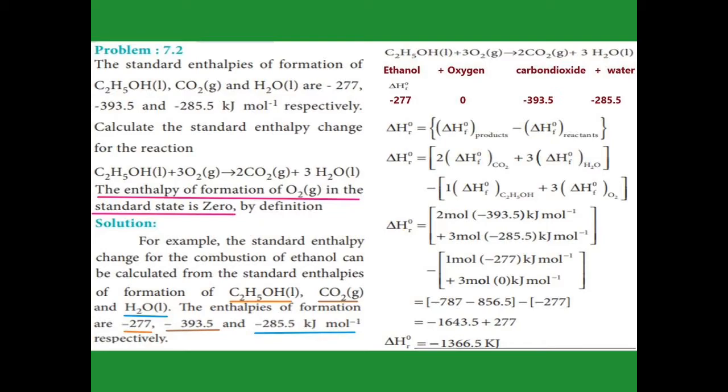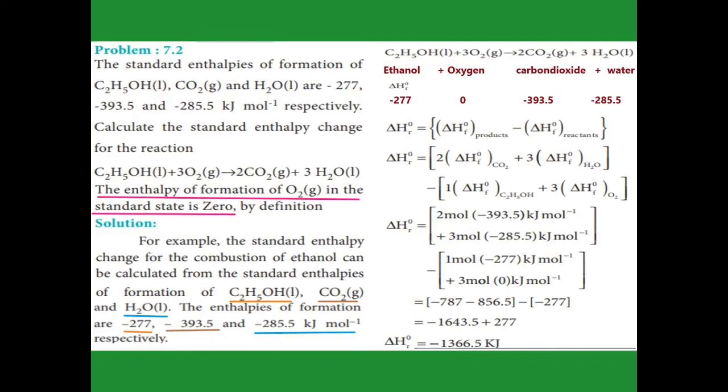And carbon dioxide, the delta H formation is given as minus 393.5. And for water, the delta H formation is given as minus 285.5. Now the equation: delta H reaction, the standard enthalpy change of reaction, is equal to the standard enthalpy change of products minus the standard enthalpy change of reactants. What are the products here? Carbon dioxide and then water.